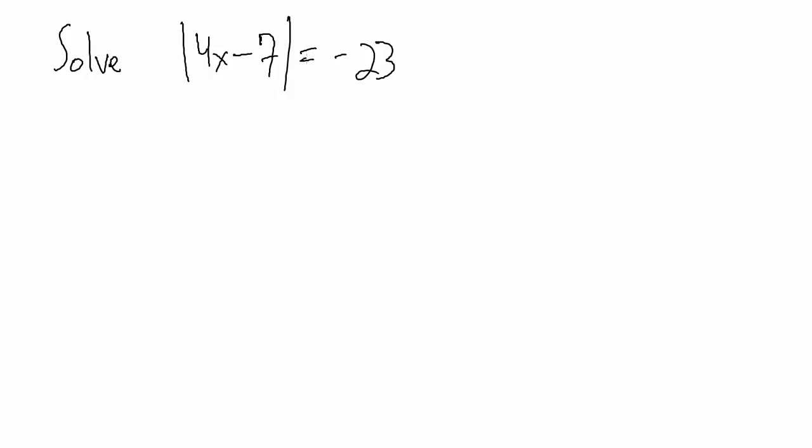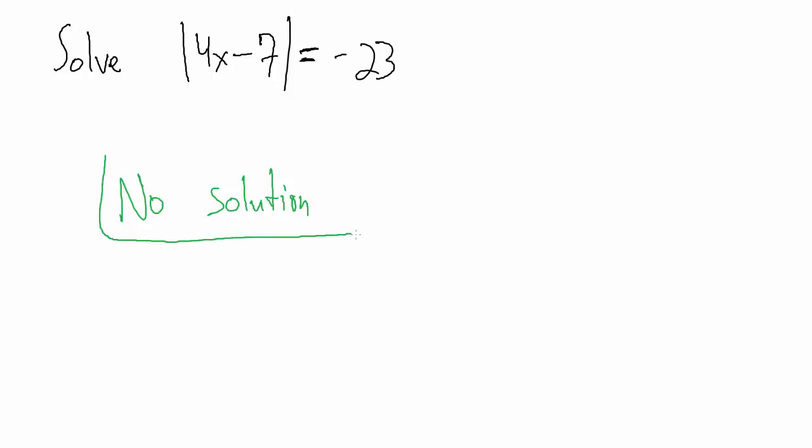Let's go ahead and do an example of an absolute value equation. This is going to be a pretty simple example. Let's say we want to solve the equation, the absolute value of 4x minus 7 equals negative 23. If we have something like this, what we can do right away is say that there is no solution.